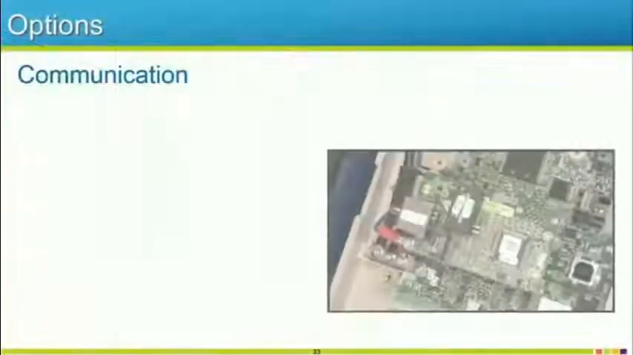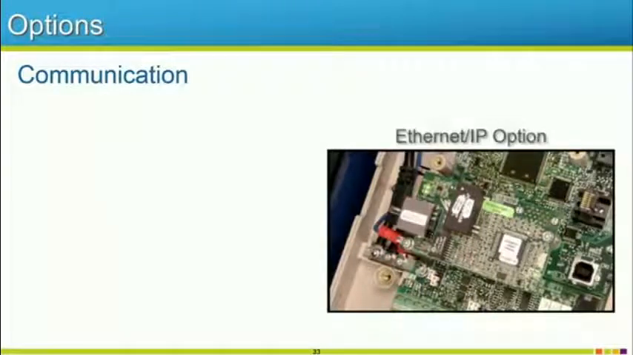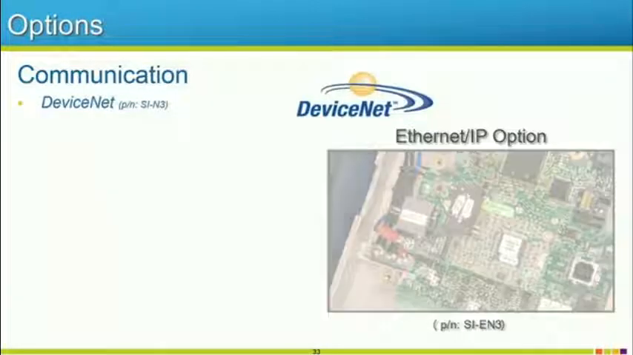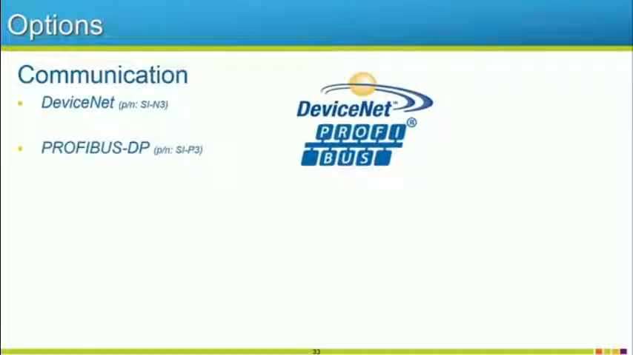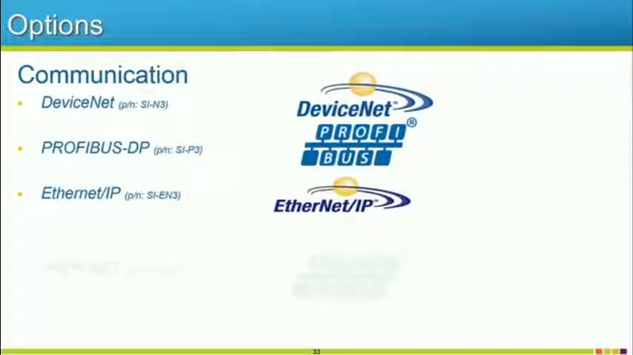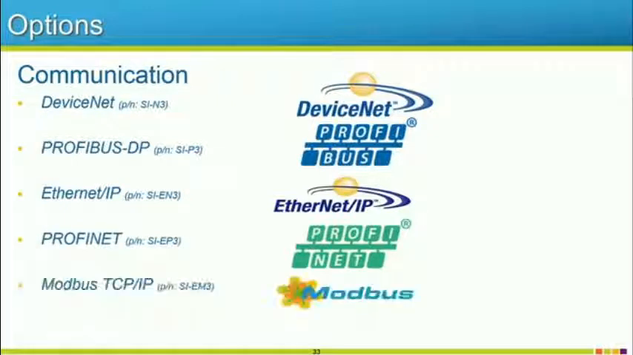The R1000 features many options as far as network communication protocols. These options will enable the R1000 to connect and interface to an industrial network for control and/or monitoring. The available options are DeviceNet, Profibus, Ethernet IP, Profinet, Modbus TCP/IP, and the unit's native protocol, Modbus RTU, which does not require an option card.